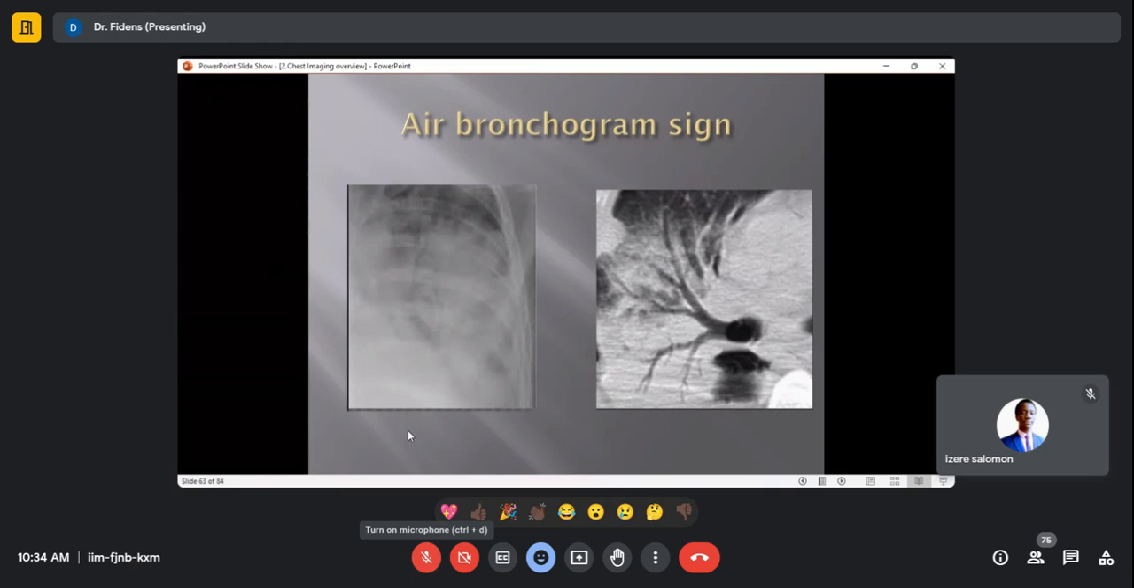Okay, this is a sign. Look here. You can see this is part of the lung, a magnified part of the lung. There is an opacity in the left upper lobe. I can see this is the left upper lobe because this is the apex.